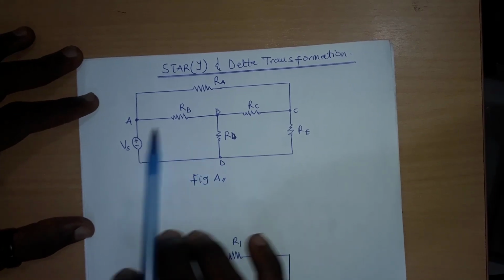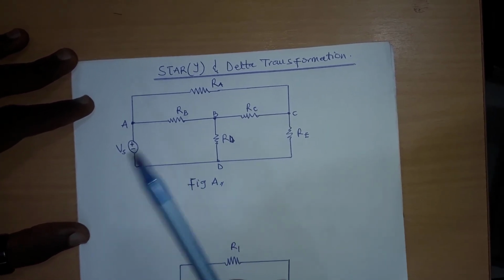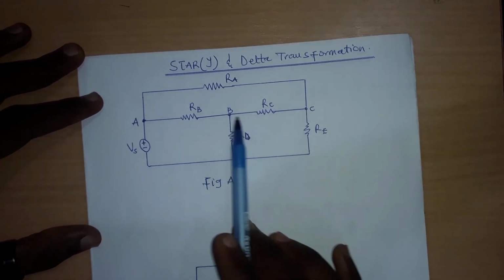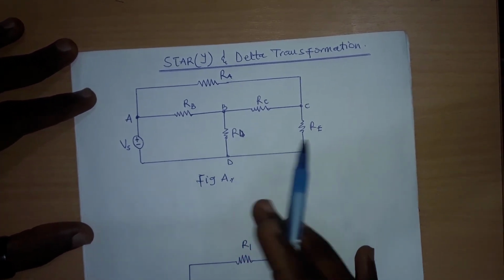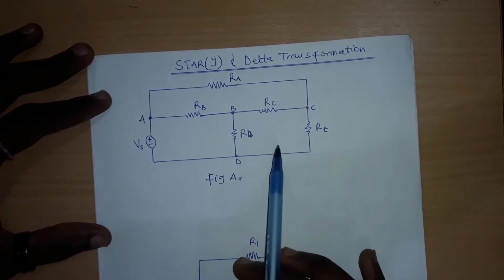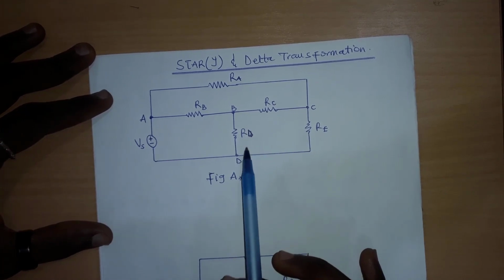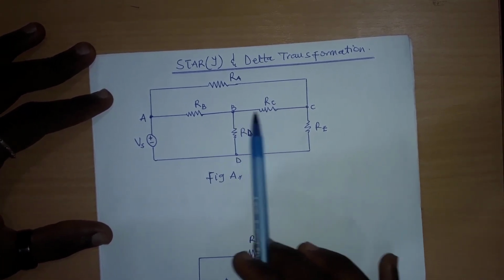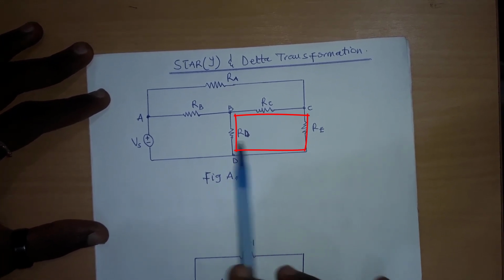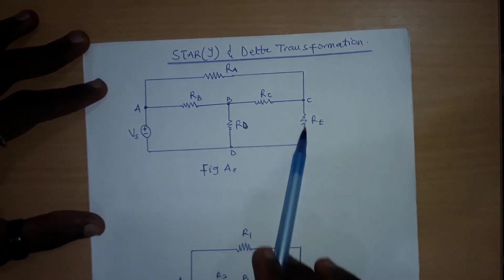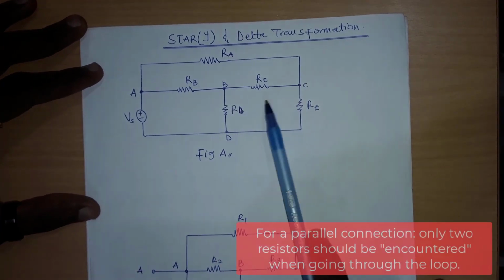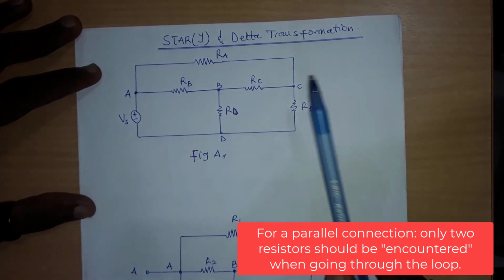When we take a look at this figure A, you can see that neither of the resistors RA, RB or RC are in series or parallel. In parallel, we say that we should be able to traverse through a loop containing just two resistors. But taking this loop, you can see that we have RC, RD and RE, which means we encountered a third element. So we cannot say this is in parallel. It is neither in series nor parallel.